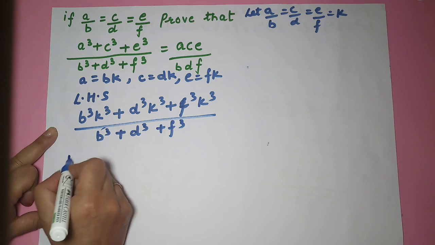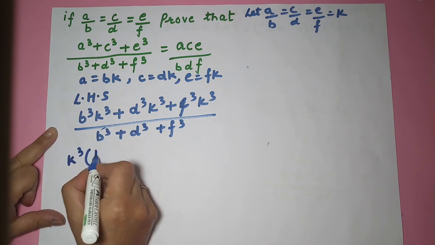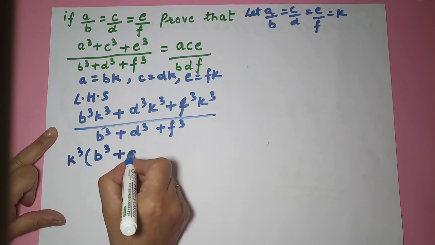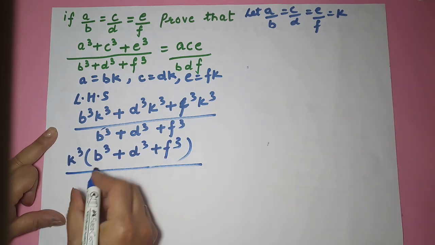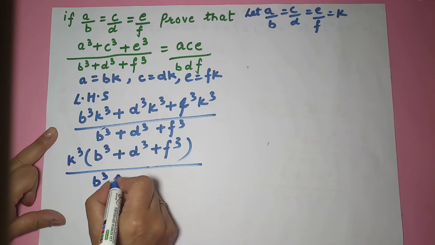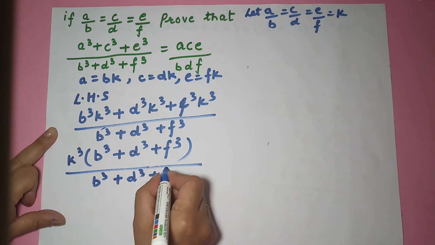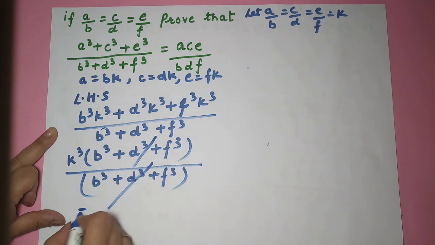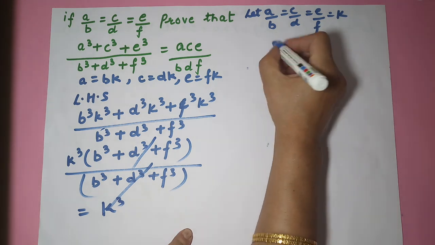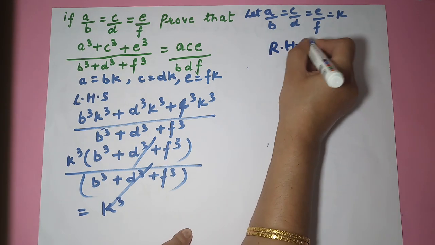Okay, let's see if we can take anything common. Yes, in the numerator we can take K cube common. What are we left with? B cube plus D cube plus F cube. And what do we have in the denominator? B cube plus D cube plus F cube. Now these two terms are same. We can cancel them and we got K cube in the left hand side. Let's solve the right hand side part and see what we get.